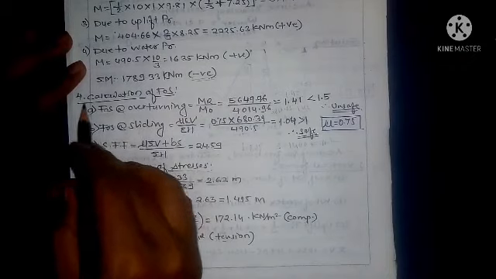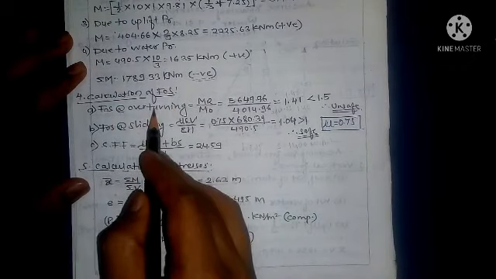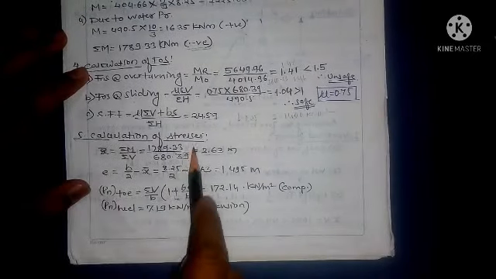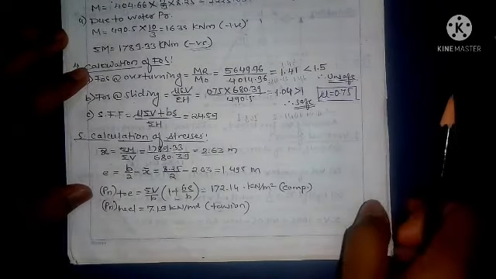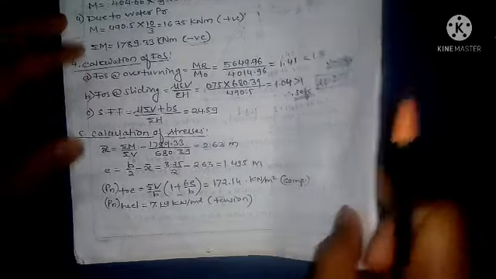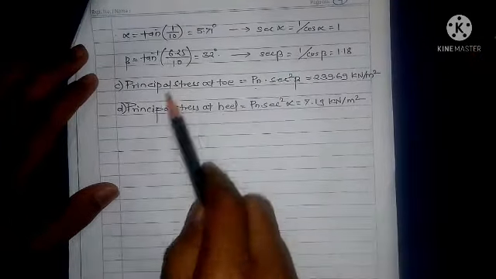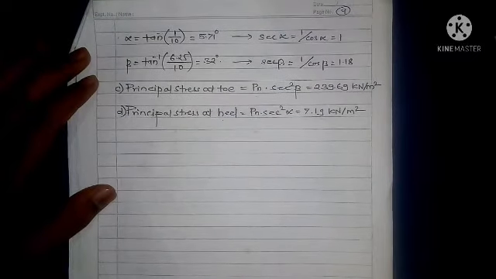Then step 4, calculation of factor of safety. Factor of safety against overturning, sliding. Then step 5, calculation of all the stresses, that is normal stresses, then principal stresses. Okay, thank you.